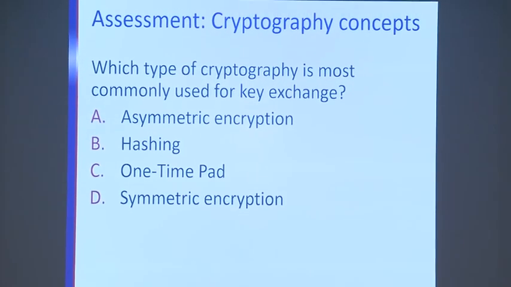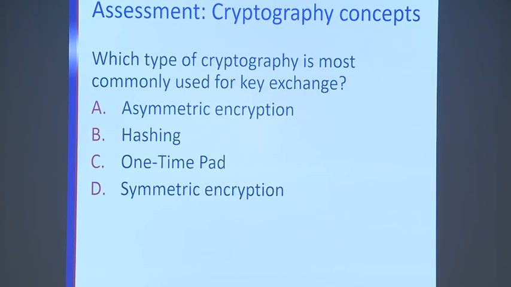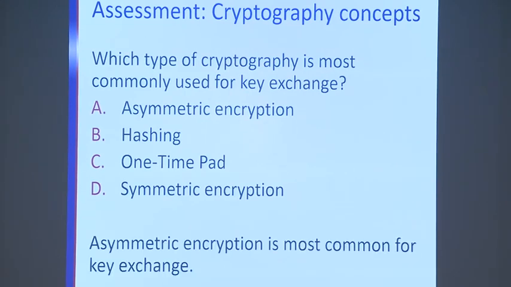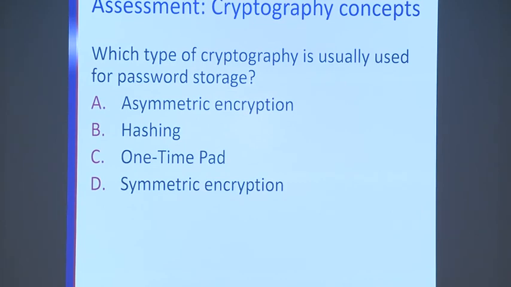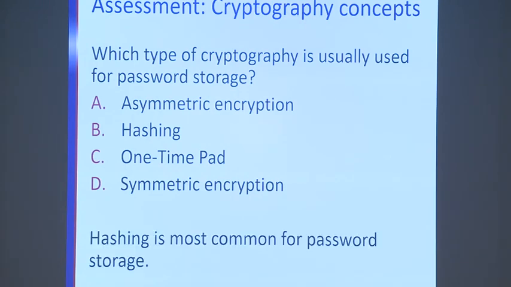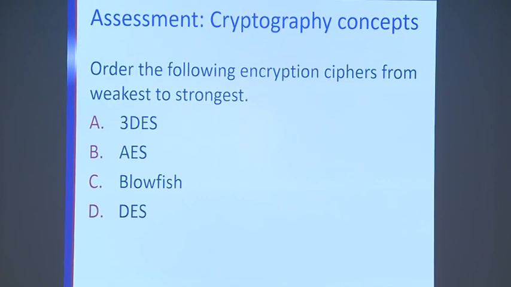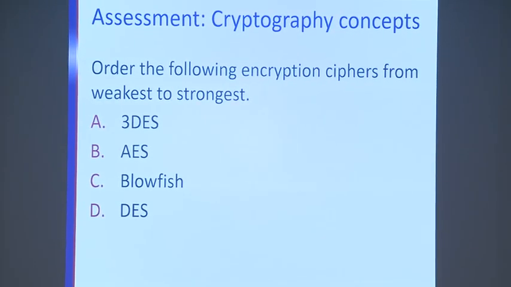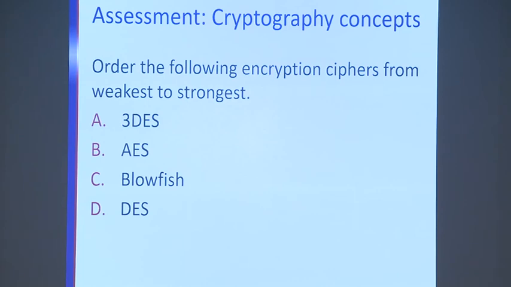There we go. Okay, we got a couple questions, and we'll take a short break. First question, which type of cryptography is most commonly used for key exchange? Asymmetric, yes. Which type of cryptography is usually used for password storage? That's going to be our hashing. Order the following cryptographic ciphers from weakest to strongest. So which one of these is the weakest? DES. Which one is next weakest, or next strongest, I should say? Triple DES. Followed by? Blowfish. And the strongest? AES. So DES, Triple DES, Blowfish, and AES is the order.